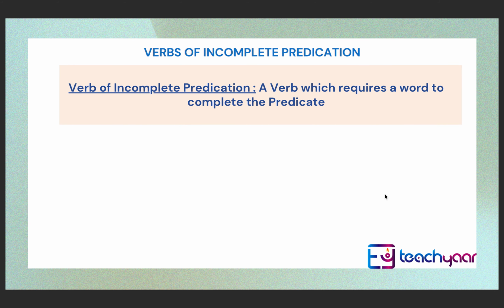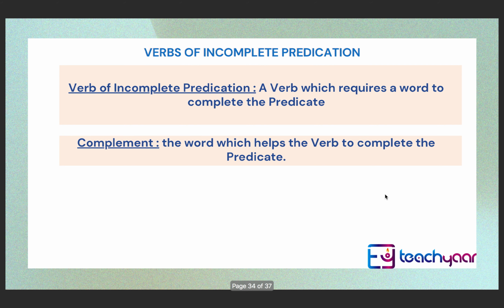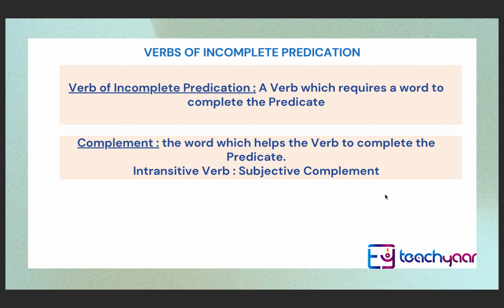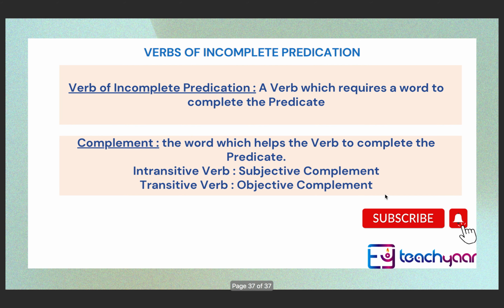So, let us summarize. What is a verb of incomplete predication? It's a verb which requires a word to complete the predicate. So, what is that word? What do you call it? We call it complement. The word which helps the verb to complete the predicate. And how many kinds of complements are there? In the case of an intransitive verb, because there is no object, we have the subjective complement which describes the subject. In the case of a transitive verb, you have the objective complement because that complement adds meaning to the object. Hope you have understood the concept.